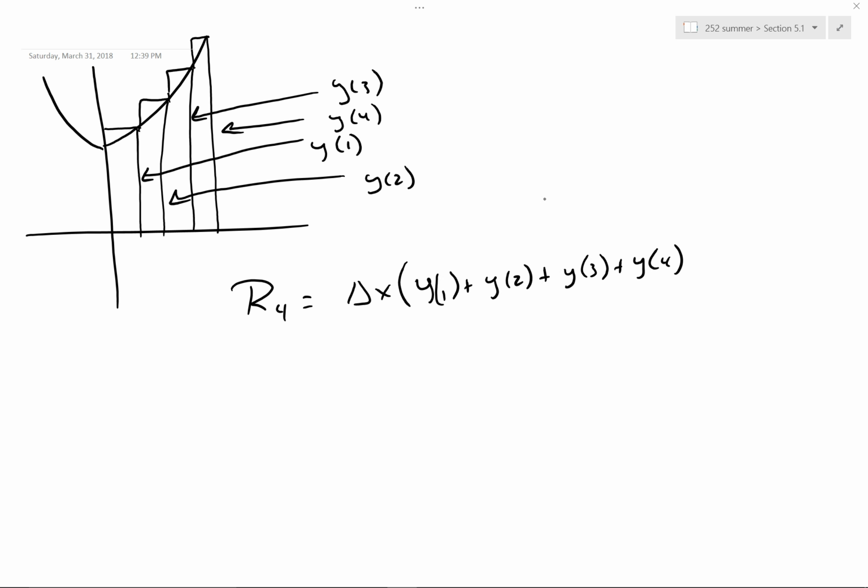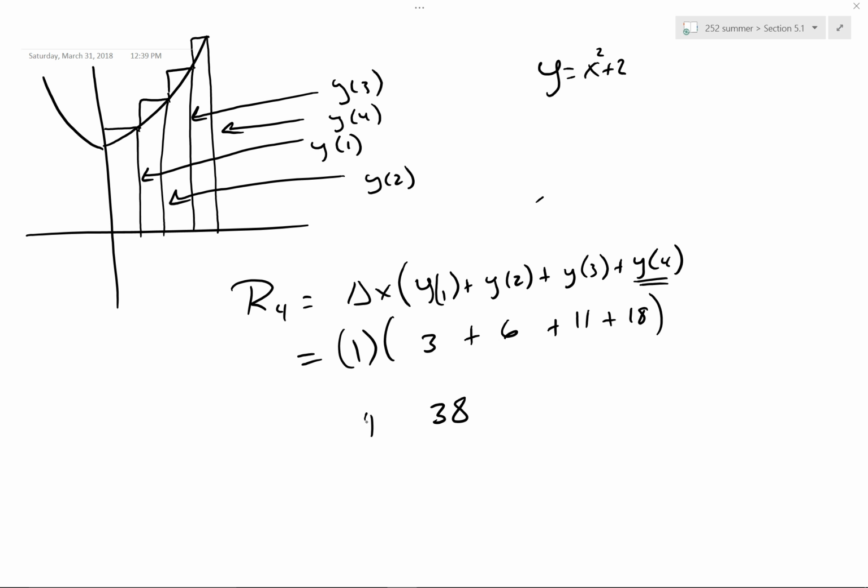And so, of course, that's 1. And you're going to go, well, aren't these the exact same numbers as last time? Yeah, they are. So remember, our equation is y equals x squared plus 2. And so put a 1 in there, you get 3. Put a 2 in there, you get 6. Put a 3 in there, you get 11. And now this guy is new, 4 gives 18. So that's 29, 38, times 1 is 38. So R4 is 38. Remember, L4 was equal to 22. This one was underestimating. This one was overestimating. You can be sure that the real area is somewhere between the two of them, yes?